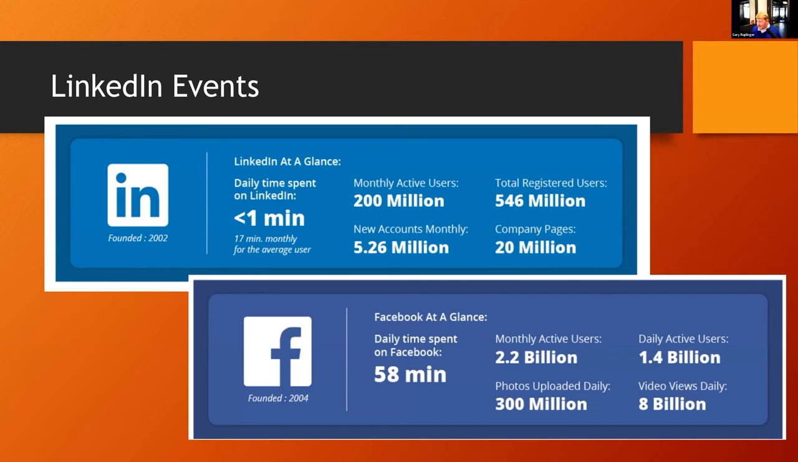So people logging in, scrolling through the feed: less than 1 minute, a little over 30 seconds, 17 minutes per month. Compare that to Facebook, 58 minutes of time spent on the platform. Right, that's scrolling through the feed, liking people's photos, fighting about politics and vaccines and all that stuff. LinkedIn, almost no continuous time spent on the platform.